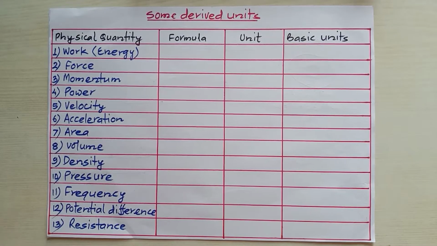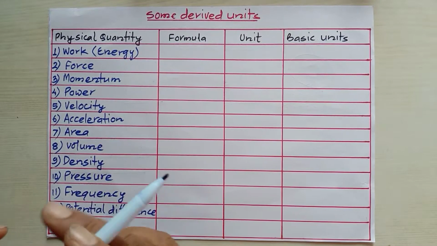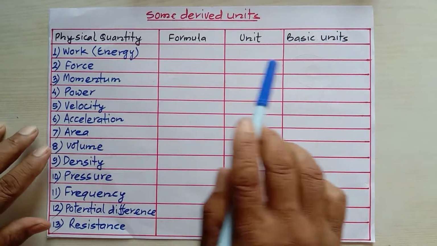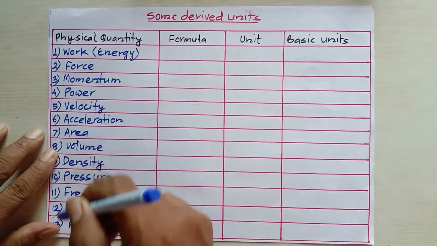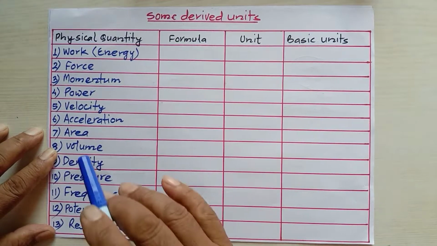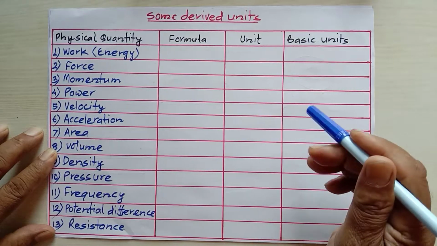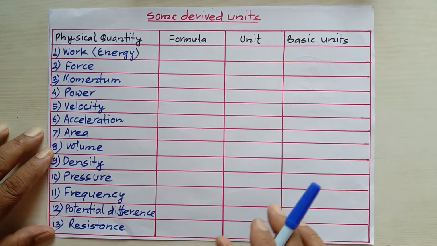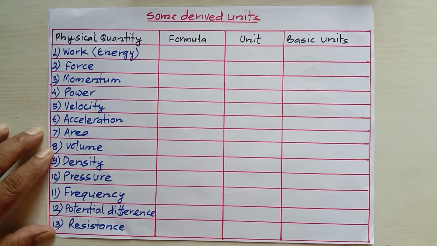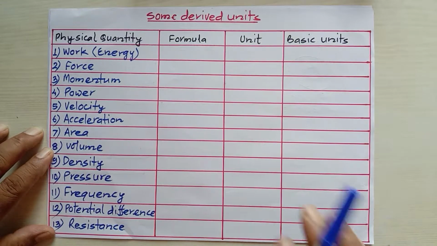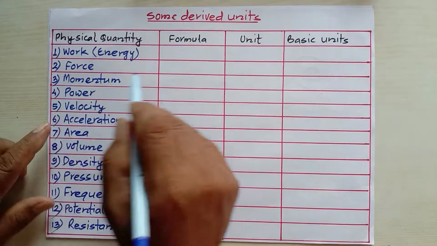After the knowledge of 7 fundamental units, we have to understand about derived units also. Now I'm talking about a few derived units which come frequently in different chapters of physics. Okay, let's talk about them. First one, work, and its unit.